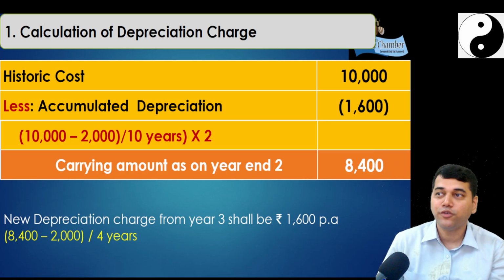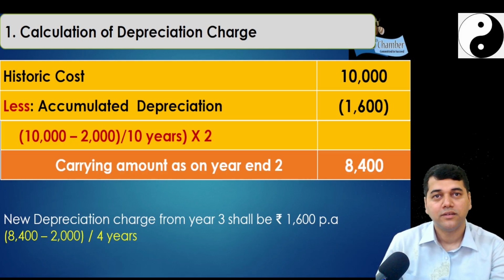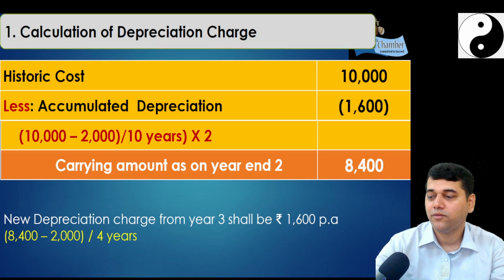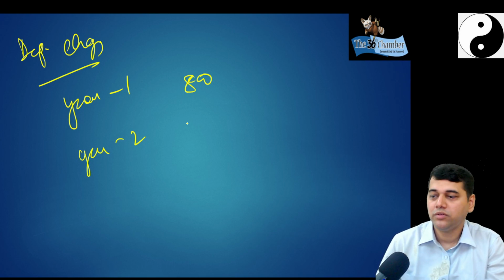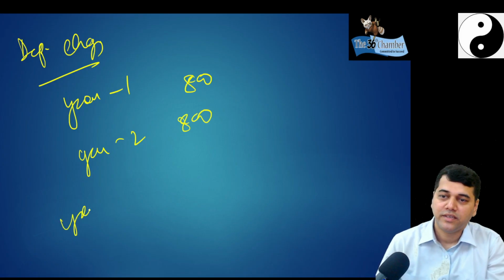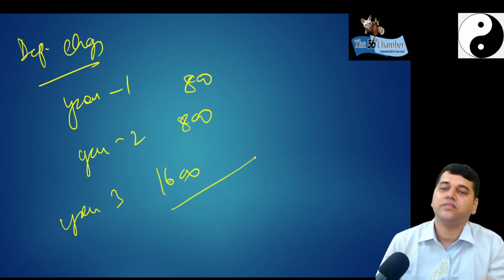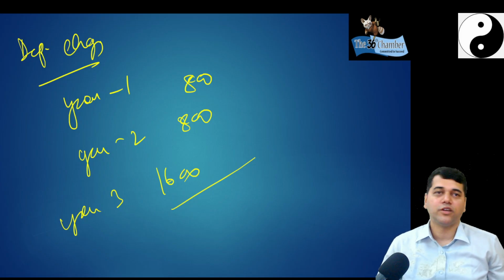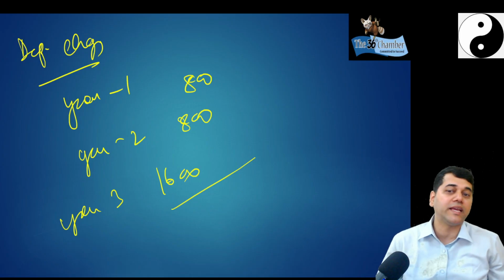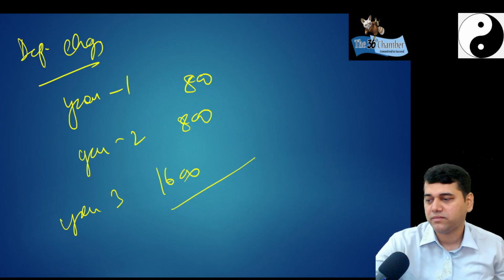So these are the working notes. Right, now depreciation charge. Year 1, 800. Year 2, 800. Year 3, 1,600. Finish. Perfect. You understood? Previous was a working note. Without that, I cannot arrive at the third year depreciation. First 2 years' depreciation is fine.